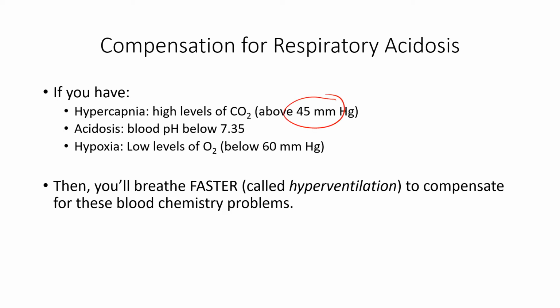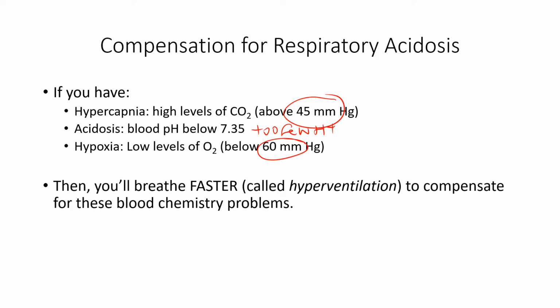If you have acidosis, that means a blood pH below 7.35. That means you have too few hydrogens. Or if you have hypoxia, that's low levels of oxygen below 60 millimeters mercury. Any of these three conditions can notify your chemoreceptors. The chemoreceptors are sitting in your aortic arch and in your central nervous system in the brain.